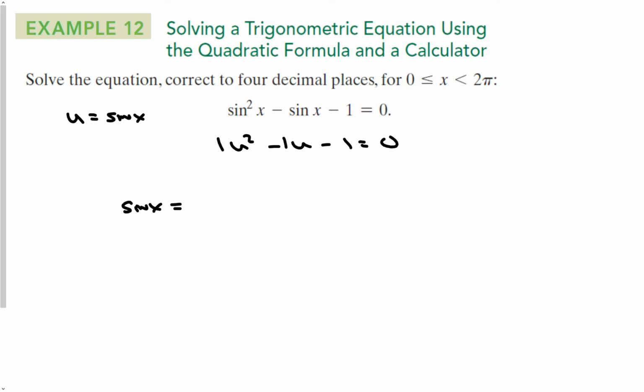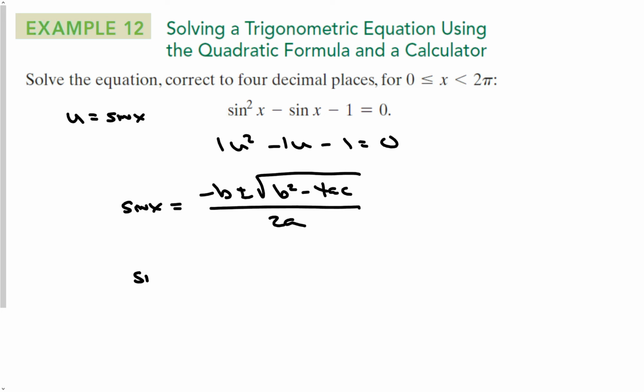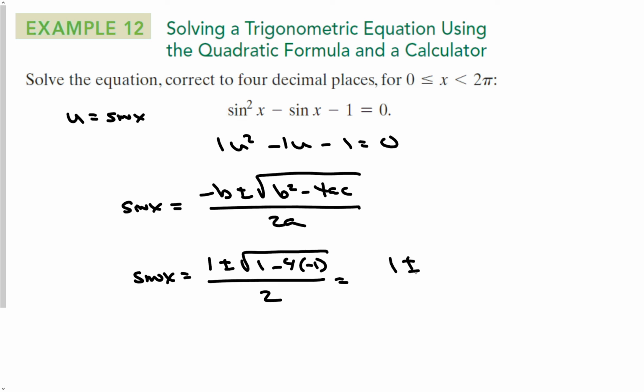these are just coefficients. The quadratic formula has no variables inside. Hopefully you remember what it is. Negative b plus or minus the square root of b squared minus 4ac all over 2a. So that makes the sign negative negative 1. So that's 1 plus or minus the square root of 1 squared minus 4 times 1 times negative 1 all over 2. 1 plus or minus the square root, luckily these don't make it imaginary, the square root of 5 over 2.